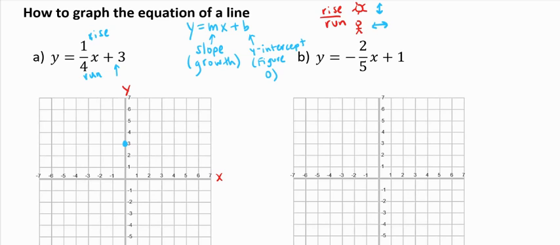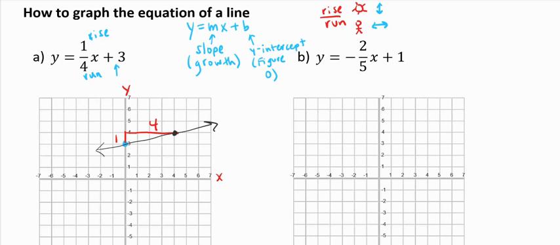So I start at my 3 right here. Because the rise is 1, I'm just going to go up 1. And then my run is 4, so I go over 4. So 1, 2, 3, 4. And then once I get there, I'm going to put my dot. And then I'm just going to connect those two dots, and that is my line.